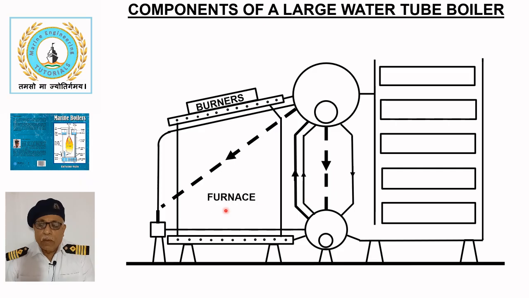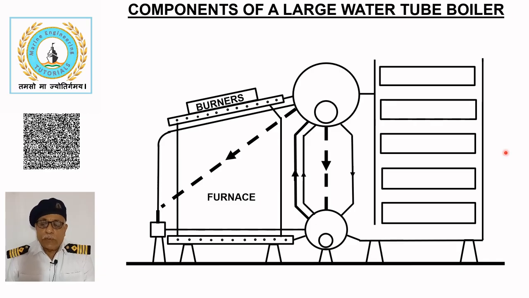Furnace. The furnace of a large water tube boiler is surrounded by tubes containing water which circulates to generate steam. One or more burners are fitted, typically mounted on the side walls or roof. In small capacity water tube boilers, the furnace may be completely surrounded by water, similar to a smoke tube boiler.